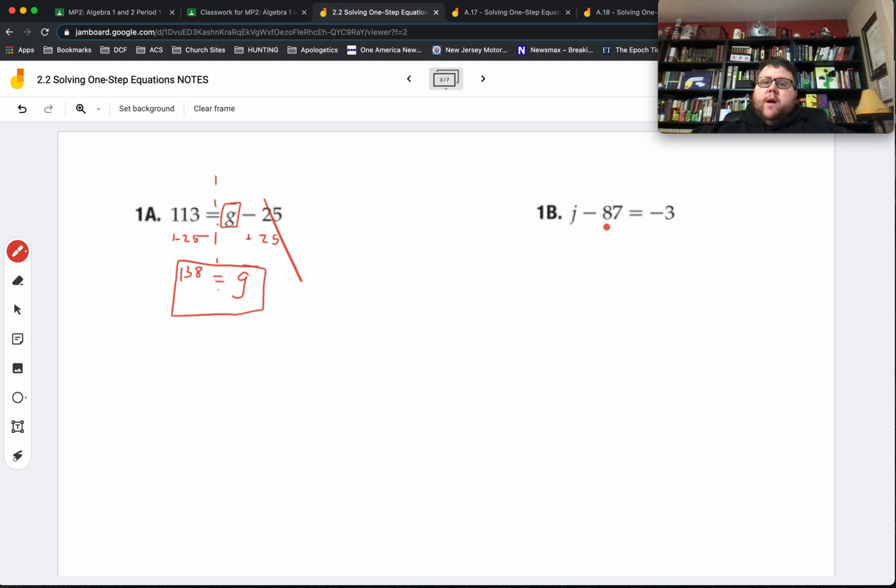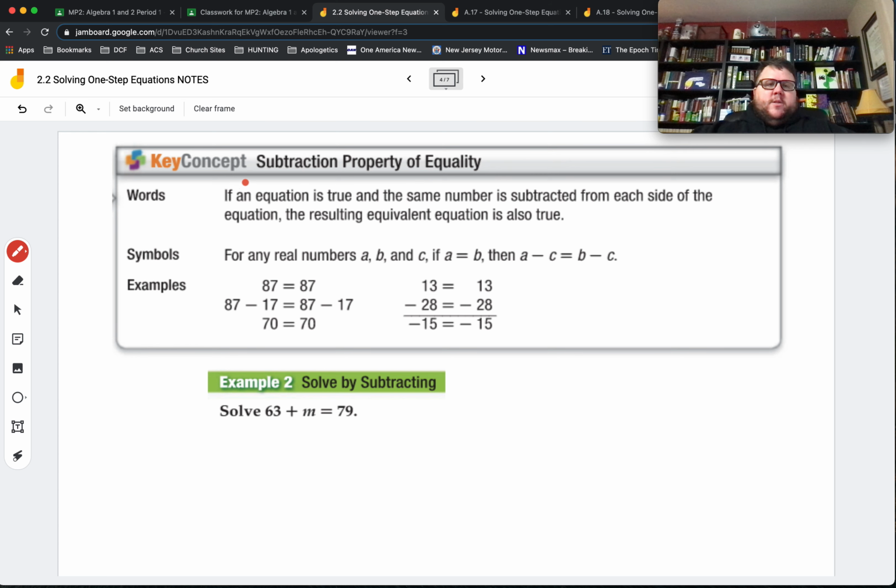J minus 87 equals negative 3, so to undo the minus 87, I'm going to add 87. The 87s cancel, and I get J equals negative 3 plus 87. This is the same thing as saying 87 minus 3, which is 84. So that was our addition property of equality.